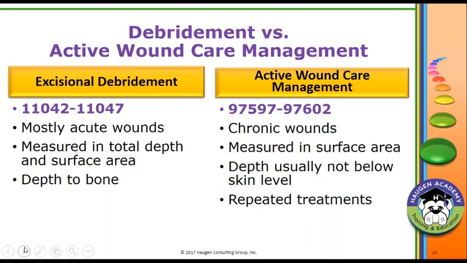The excisional debridement codes that are found in the integumentary section, the codes that begin with 1, are mostly for acute wounds. These are measured in total depth and surface area, and we are able to code for debridement all the way down to the bone. Whereas active wound care management is usually what we'll see in the wound care clinic setting. These are chronic wounds. They are measured in surface area, and the depth is usually not below the skin level. So if it's below the skin level, you're probably looking more at your integumentary codes for excisional debridement as opposed to these active wound care management codes. And with active wound care management, it's not a one-and-done procedure. These are patients who are going to come back and receive continuing care.